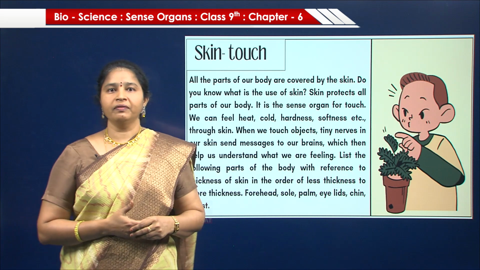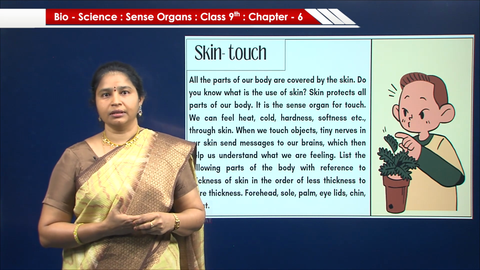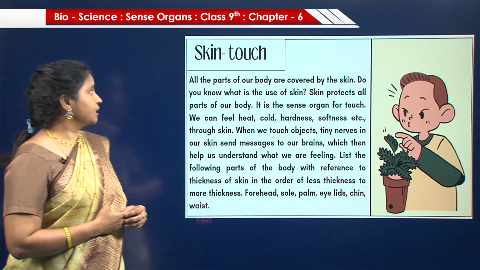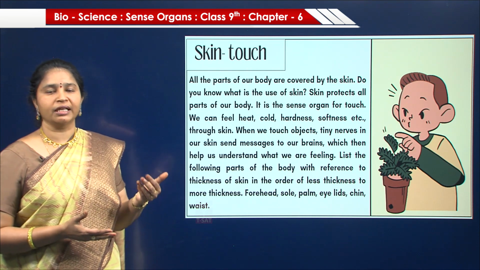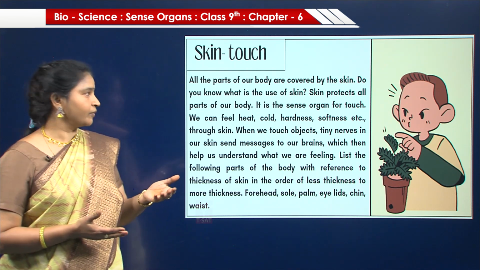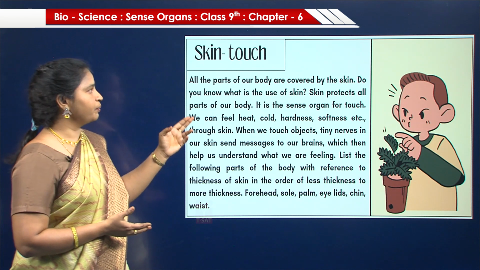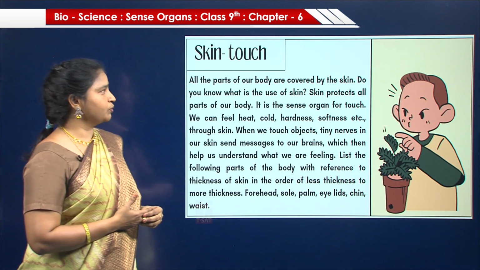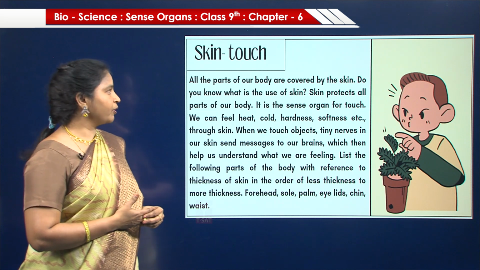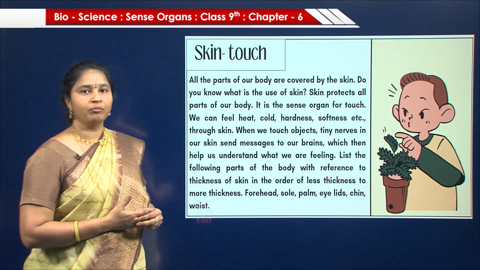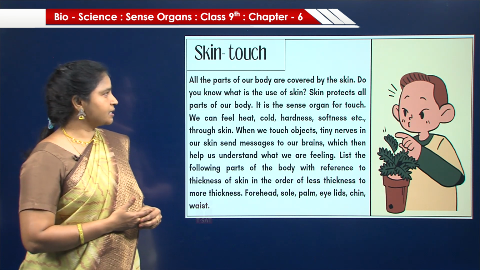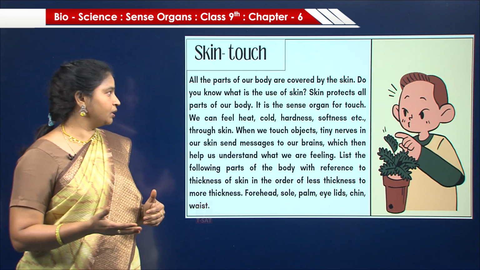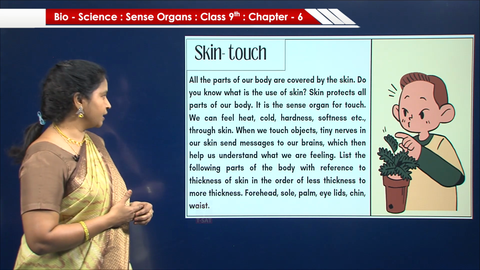Children, we will see about another sensory organ, that is skin. Skin is useful for us to sense the touch. So, all the parts of our body are covered by the skin. Do you know what is the use of skin? Skin protects all parts of our body. It is the sense organ for touch. We can feel heat, cold, hardness, softness, etc.